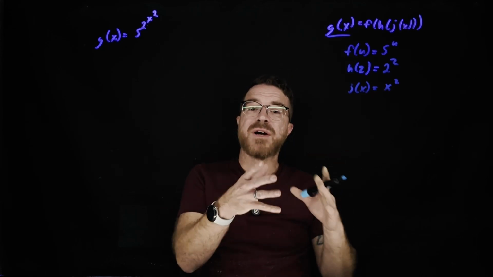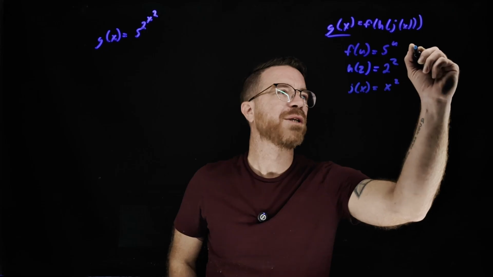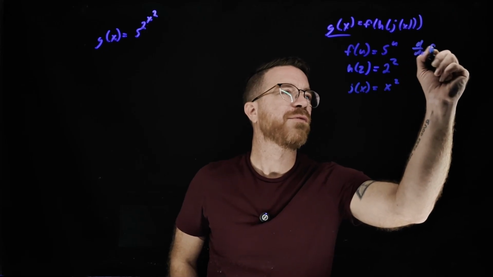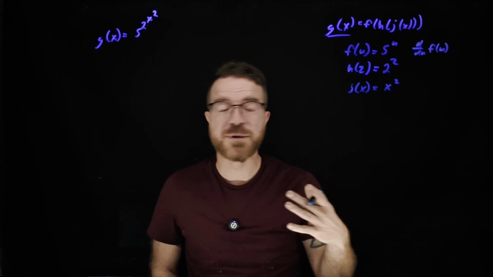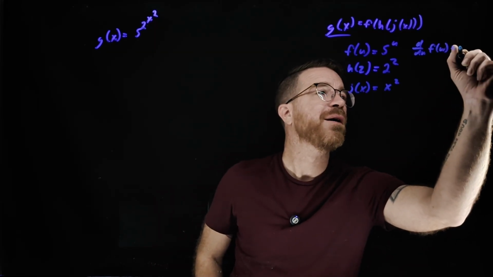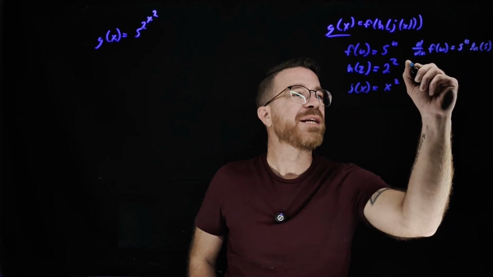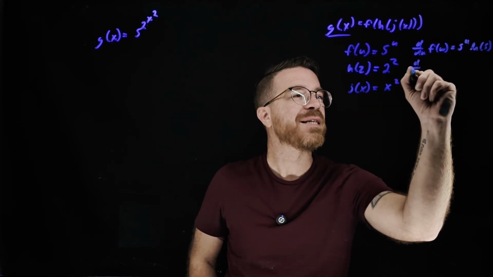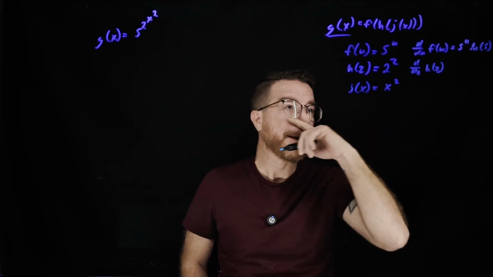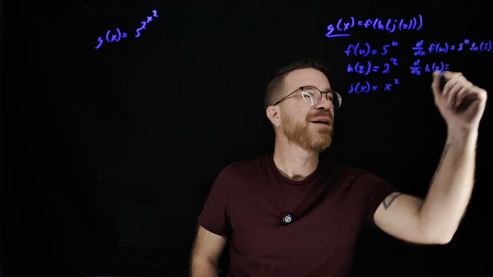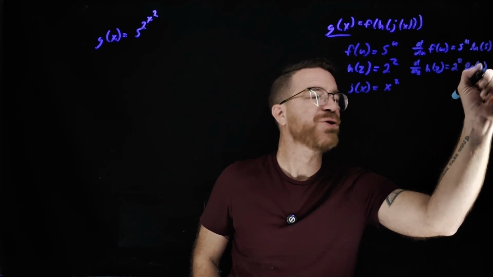So when we take the derivative of each of these, if I took the derivative of the first one, d/du of f of u, remember we talked about this whenever we did our exponential rule. This is going to be 5 to the u natural log of 5. When I take my d/dz of h of z, same idea, it's going to be 2 to the z natural log of 2.